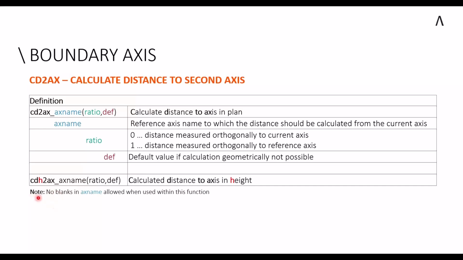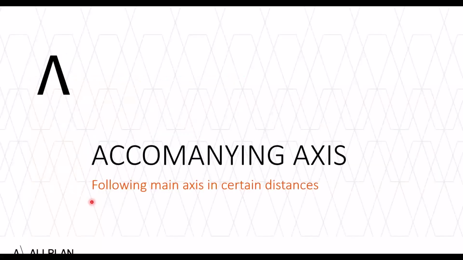And one important remark, so usually it's not a problem to use blanks in the axis name, but if you use that function, because that's calculated, operated internally, this will not work if you have a blank in the axis name. So this is what you need to take care of. I will also have an example for the boundary axis.